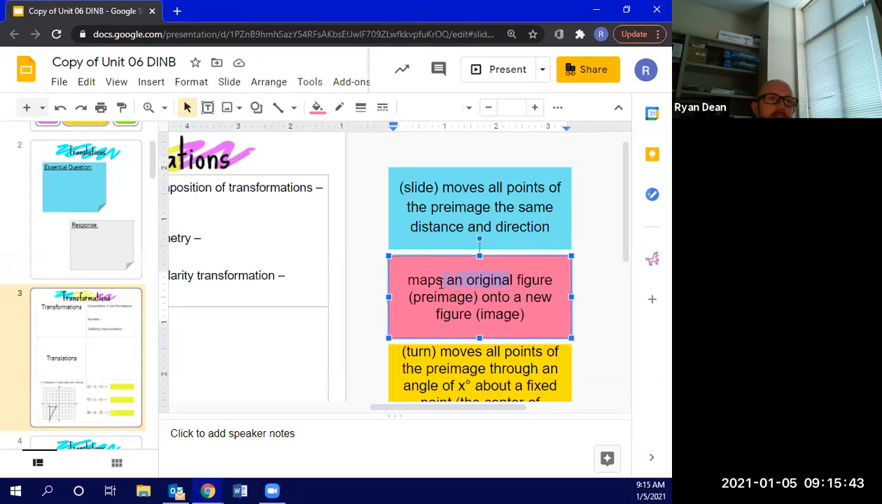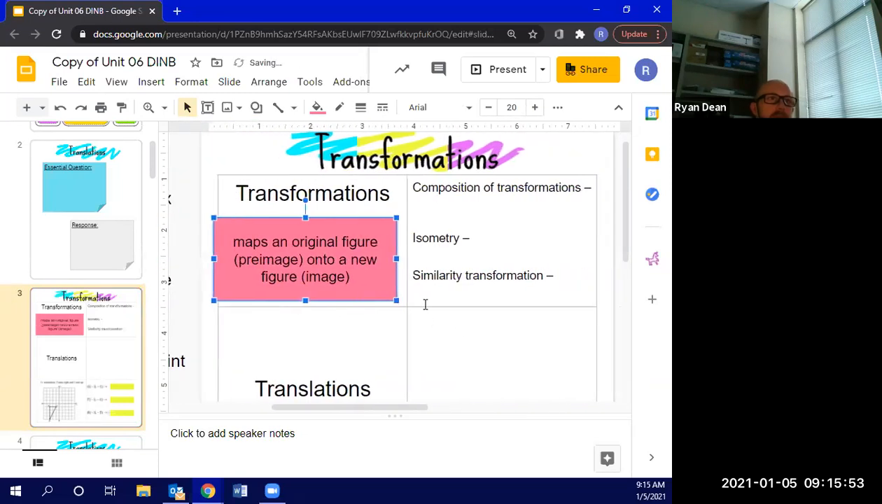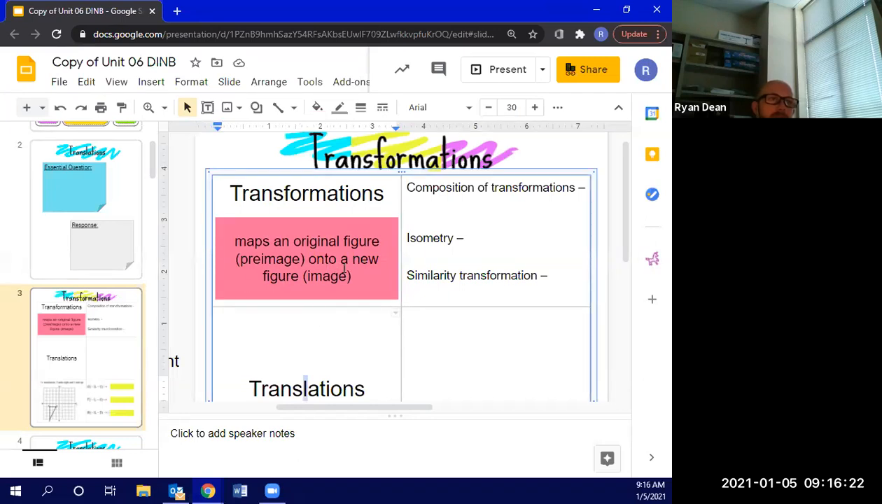A transformation takes an original figure. We're taking an original shape, and we call this the pre-image, and it takes the pre-image and makes it into a new figure, which we then call the image. So the pre-image is our original shape. It's what we have before we transform using translations, rotations, reflections, or some kind of dilation. And then it puts it into a new figure, just moves it to a different place. So that's what a transformation is.